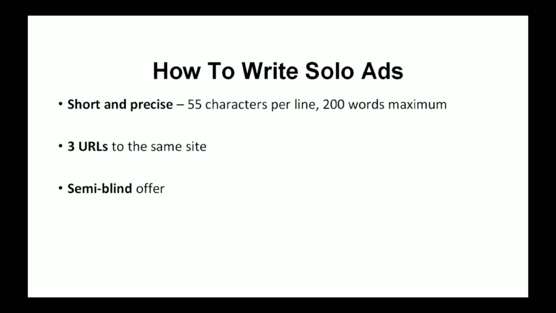You can use the basic format for an email I taught in the previous modules in writing a solo ad email. Let us revise the format once again. First, keep the email short and precise, within 55 characters per line, with 200 words maximum. Insert 3 URLs that link to the same site, in the beginning, middle, and at the end of your email.